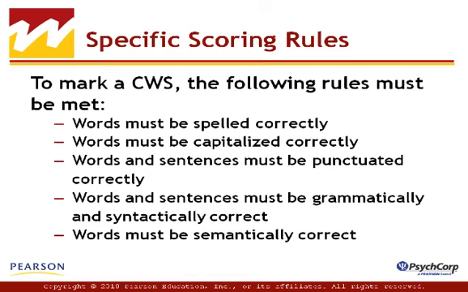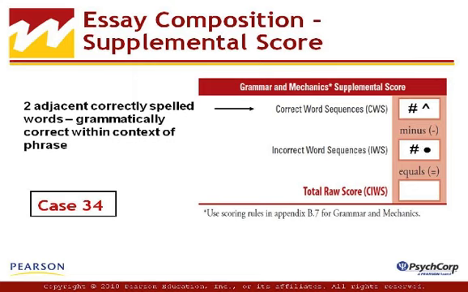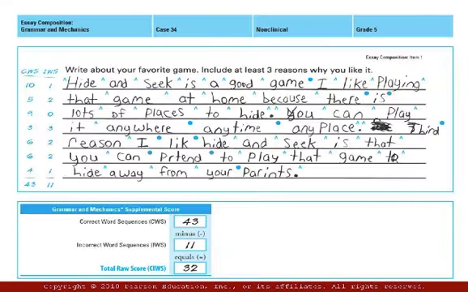capitalized correctly, punctuated correctly, so basic mechanics. So you're looking at mechanics here, then you're looking at grammar, syntax, as well as semantics. So this is the page from your record form, and you will end up with a number of correct word sequences and a number of incorrect word sequences, and then you will have the difference if you're scoring this manually. So let's look at case 34, and we've already looked at this.